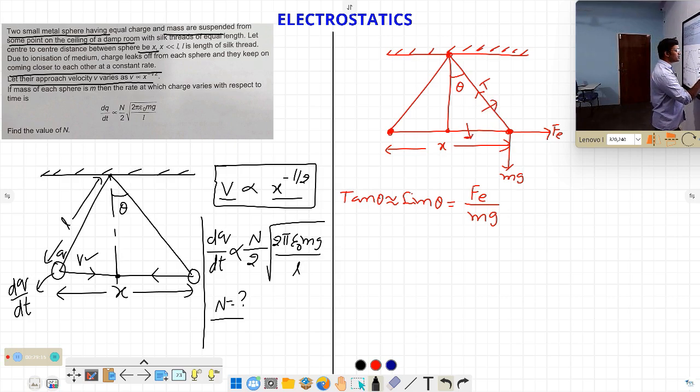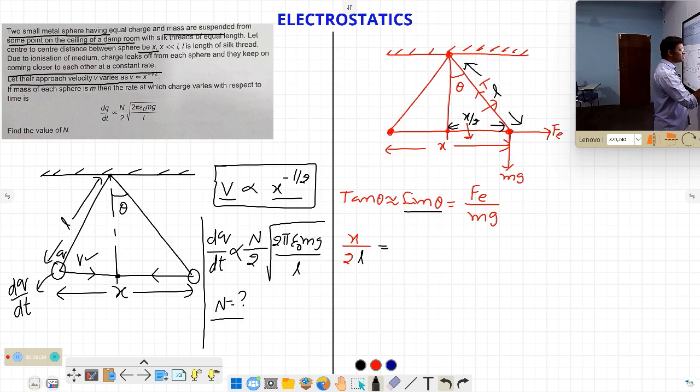So what is opposite? Opposite is x by 2, because from center to center this length is x by 2, the length from here to here. L is the length of this one. So opposite is x by 2, hypotenuse is L. So x by 2L is the sine theta value we can write. So x by 2L is equal to Fe by mg.